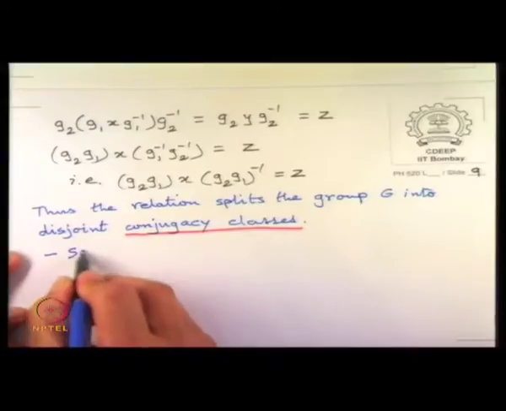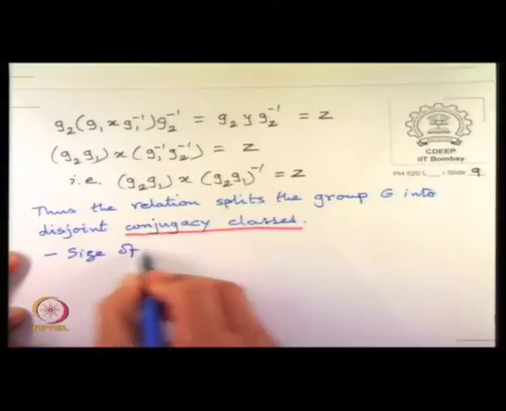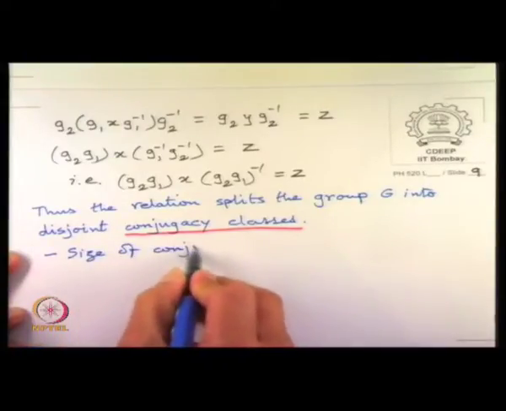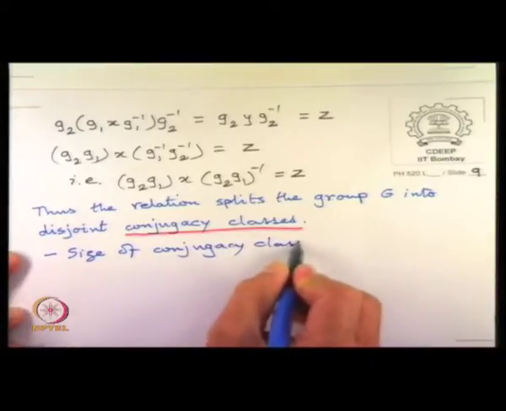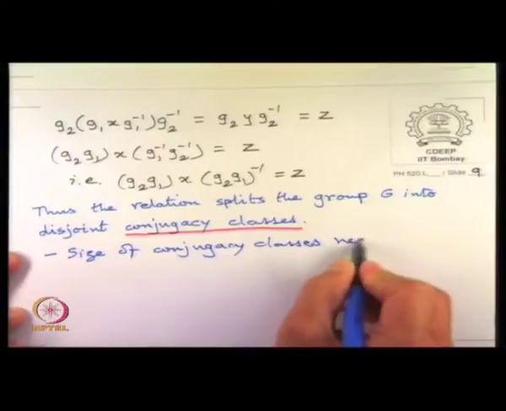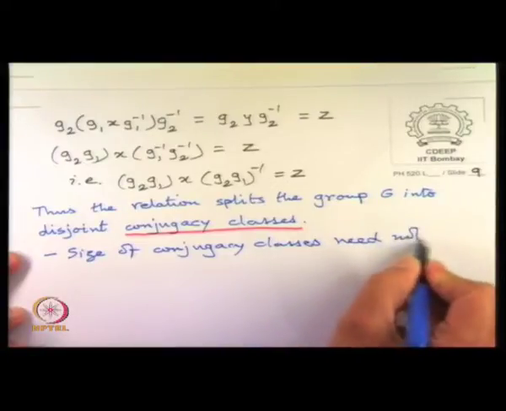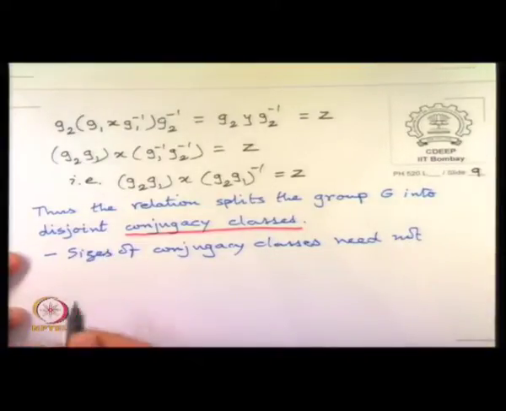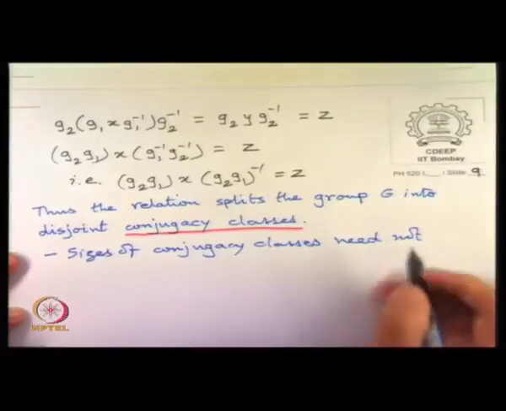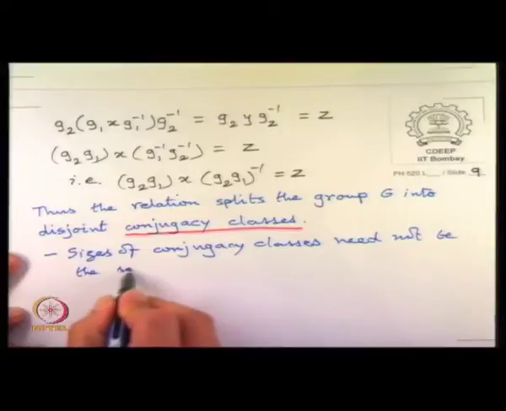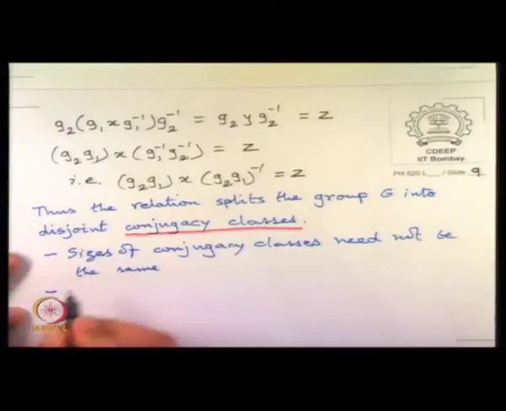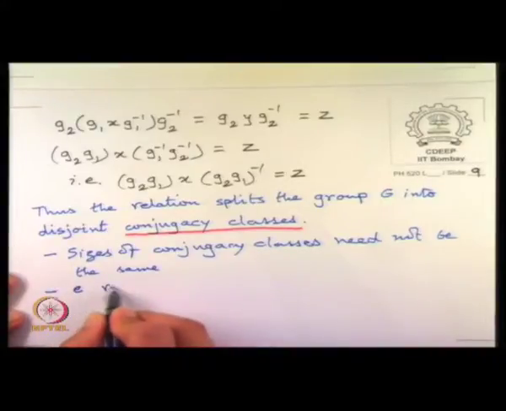So the sizes of the different conjugacy classes need not be the same. The identity element remains in its own equivalence class, a conjugacy class.